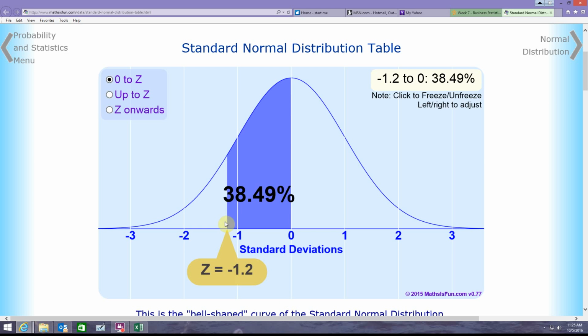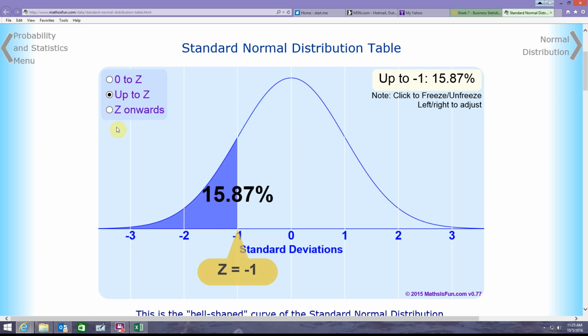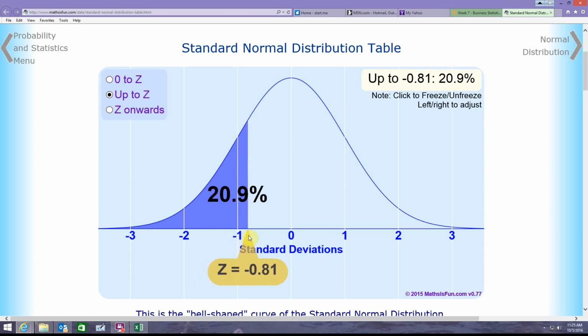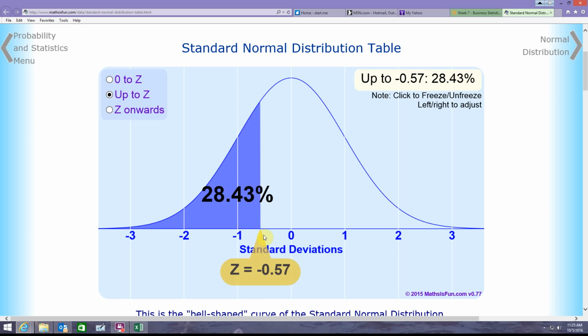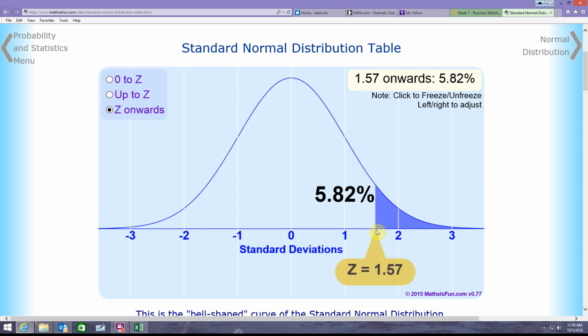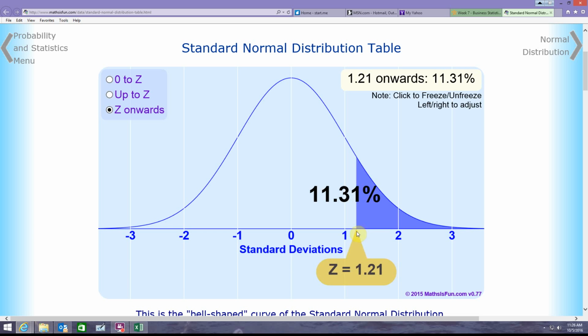How did I come up with that? Well, let's take a look. Let's start here. Again, it was minus 1.2, right? Let's go back this way. There we go. So 11.51. I'd have 11.51 from here to here, but I'd also have 11.51 up here too, right? Just to show you. 11.51. So 23.02, something like that.